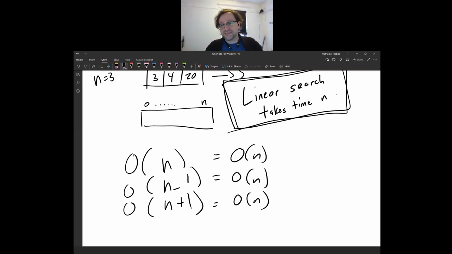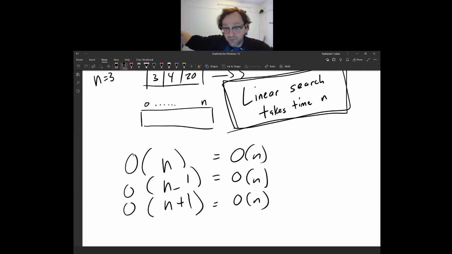Okay, why? Because when you imagine n being very, very big, then a plus 1 or a minus 1 isn't going to change anything. Like, if n is some number with 100 digits, you add 1 to it, who cares? It's a 100-digit long number. A plus 1 or a minus 1 isn't going to change anything.